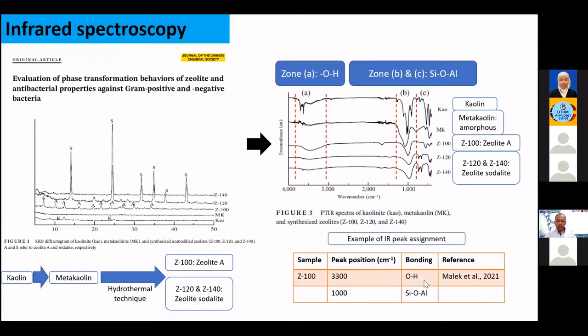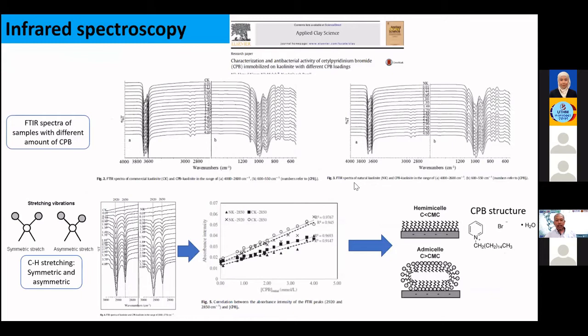This shows that OH is at 3,300. This is another example of how we can use IR spectroscopy to determine the correlation between the amount of organic molecules adsorbed onto the materials. So we can come up with different amounts of organic molecules adsorbed or attached onto the surface, like this one. And then we can see the intensity of a certain peak.